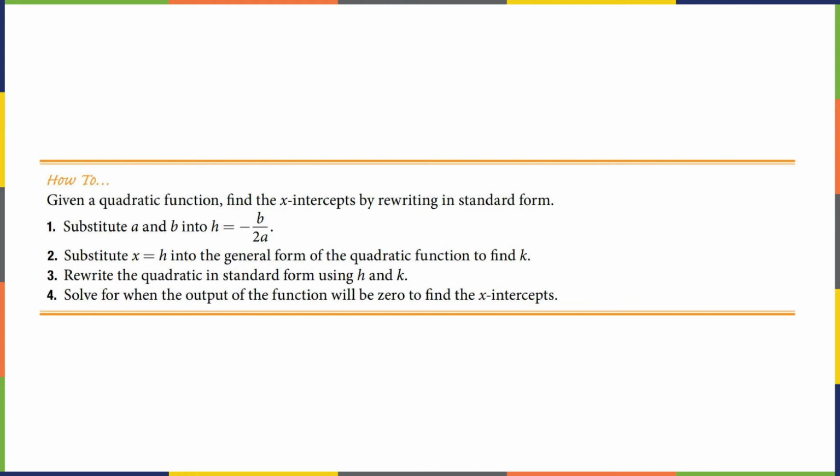So let's talk about how we can find the x-intercepts by writing something in standard or vertex form, given it in general form. In this case, we are going to substitute the a and the b values into our h equals negative b over 2a formula. And then we're going to take that number and plug it into the function to find the k value. So remember, what we've done here is we've now found our vertex. Once we have our vertex, we're going to be able to rewrite the quadratic into vertex form using the h and k, and then we set it equal to 0 to solve for the x-intercepts. Let's see what this looks like in action.